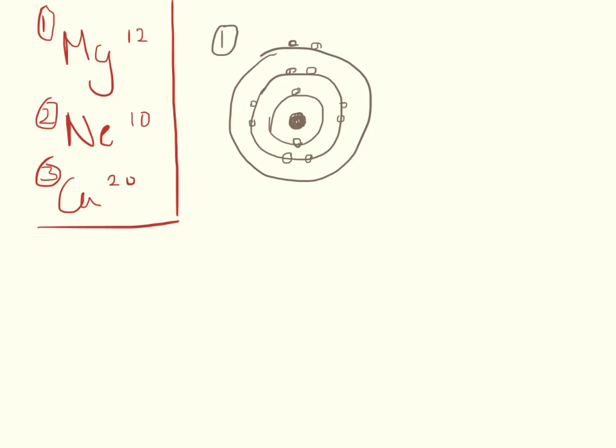Alright, so here is my magnesium atom. He's got atomic number 12, so 12 electrons. 2 in the first shell, 8 in the next shell, that's 10, 2 in the last shell. That means this guy's group 2 and period 3 because there are 3 electron shells and 2 electrons in the last shell.